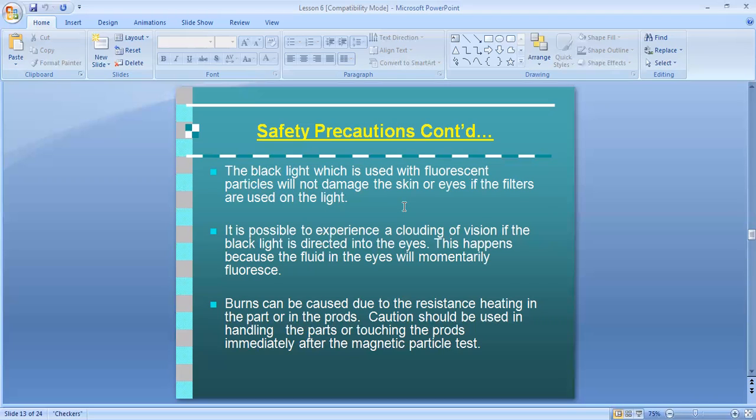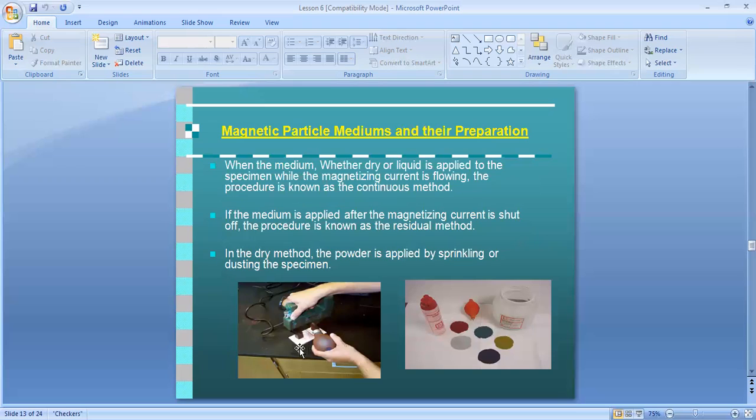Burns can be caused due to resistance heating in the part or on the prods. Caution should be used in handling the part or touching the prod immediately after the magnetic particle test. Because of current, there are chances of the prods heating, so we are not going to touch immediately after the testing. See here, this is the dry particle, and he is doing magnetic particle testing here, and these are the different color powders. The sensitivity does not depend upon color, the only thing is contrast. If your job is red, then we can't use red color powder. If the job is black, we can't use black color powder, because you will not get the indication.